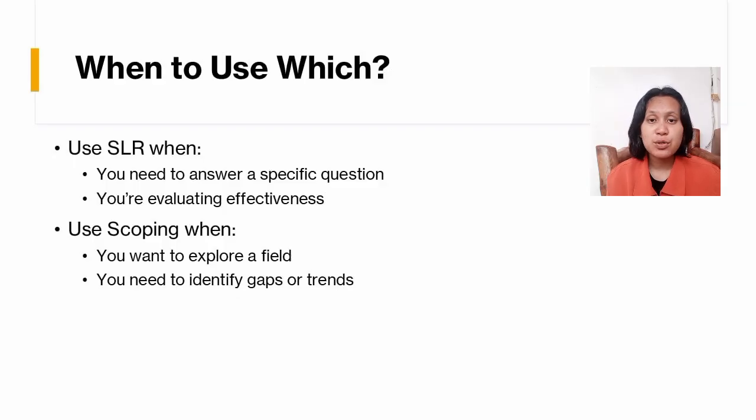Next, you use scoping when you need to identify gaps or trends. So by summarizing the range and types of research that exists, a scoping review can show where more studies are needed. So it also highlights the patterns, the trends, and the inconsistencies in how a topic has been studied over time. So that is all.